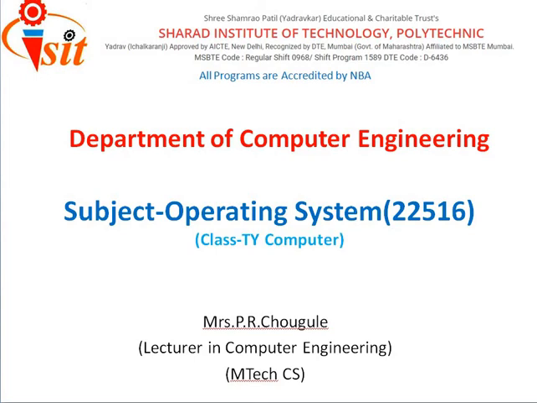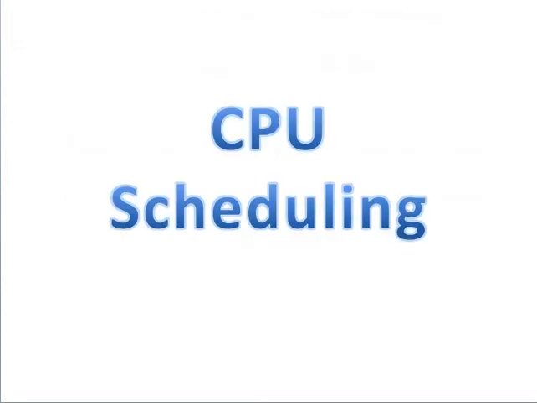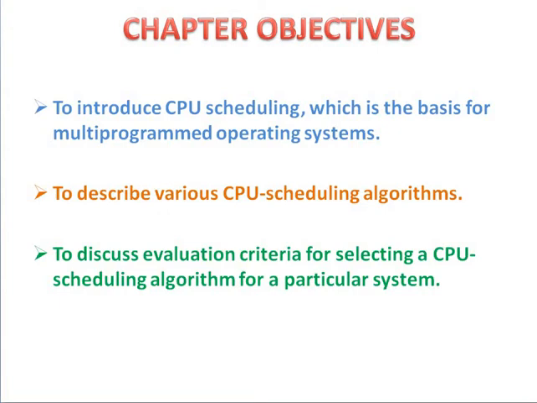Good morning, students. In the last few lectures of the operating system, we were seeing the first, second and third units. Now, in this lecture, we will start our next unit, that is CPU scheduling. Our fourth unit of the operating system is the CPU scheduling. There are some chapter objectives of this unit.